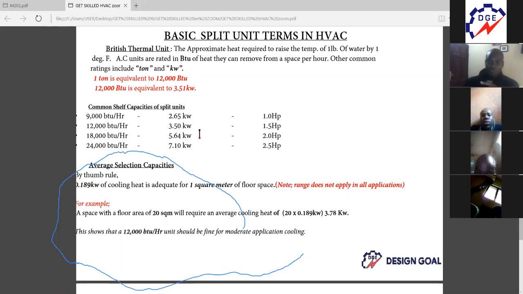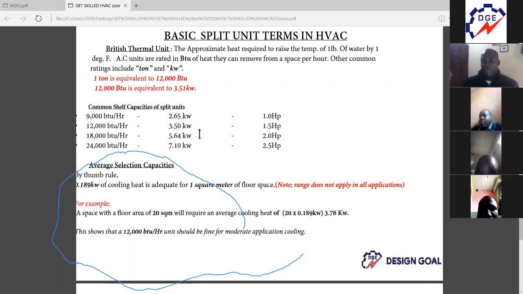But I need to make you guys understand something. There are different brands of air conditioning units out there. We've got the LGs, the Daikin, the Midea, the Chigo, the Breeze, the Yoks, Panasonic, and a host of others.